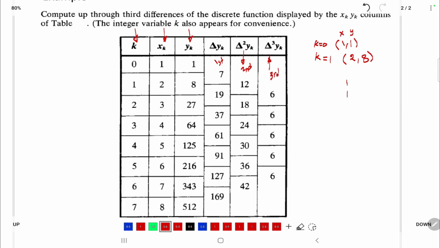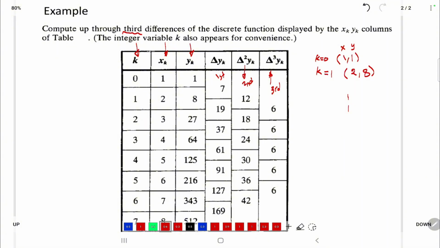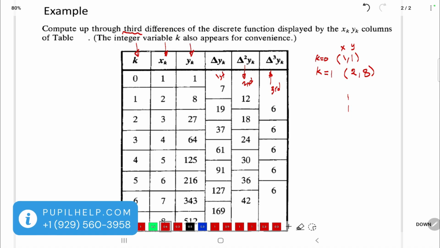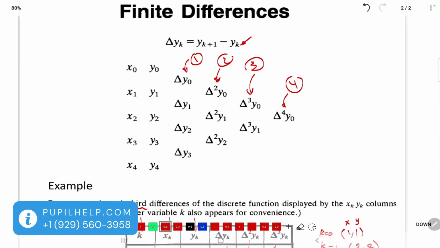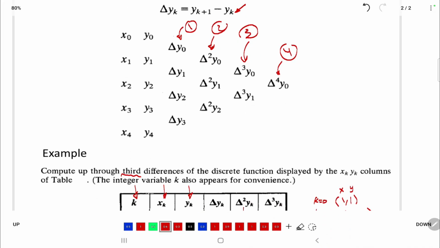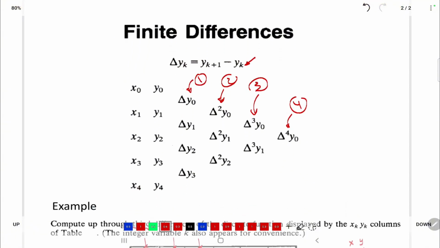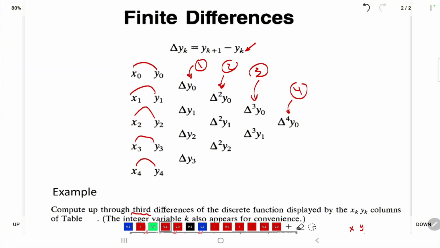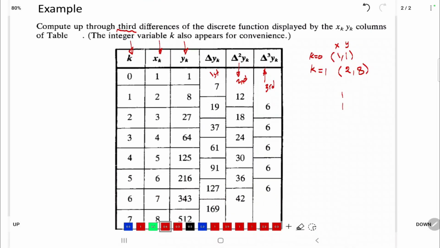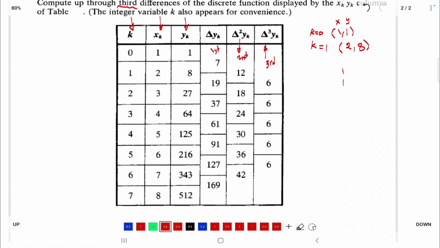We can stop at this point because in this example, the question asks only to find the third difference. So we can stop at this point. Now you can easily see that delta y sub k is actually this one, y sub k. You can now understand these symbols very easily, and these x naught, y naught are the pair of coordinates, x and y. Now we will go to another example for the finite difference.